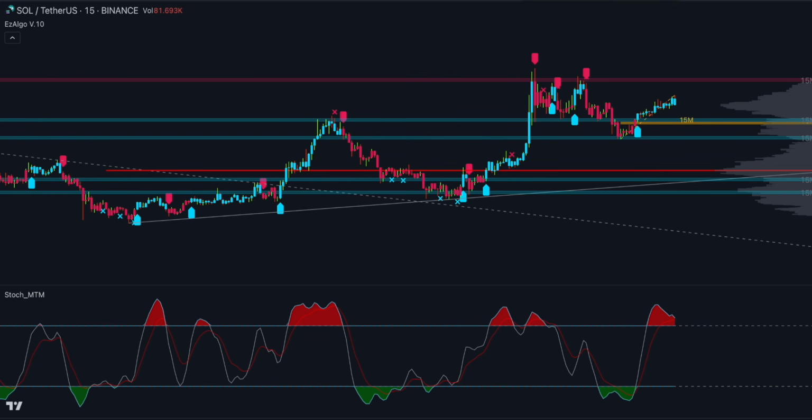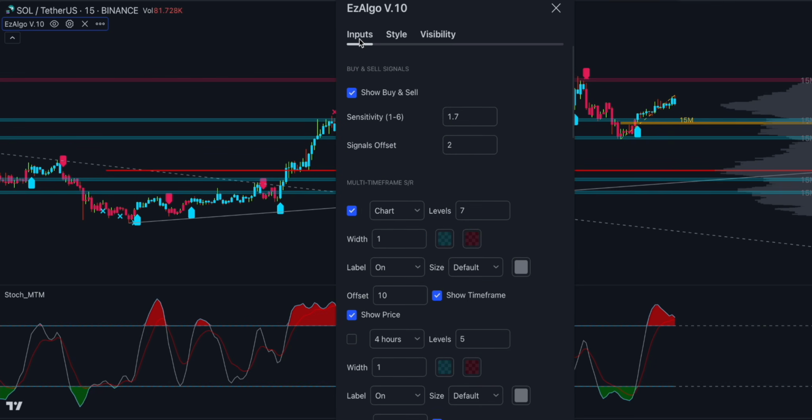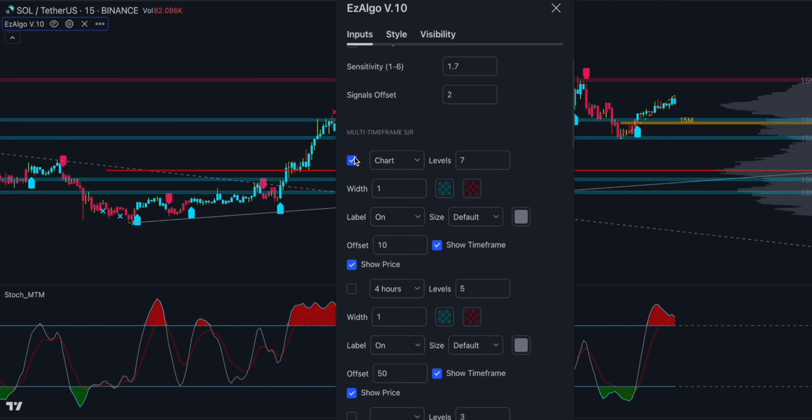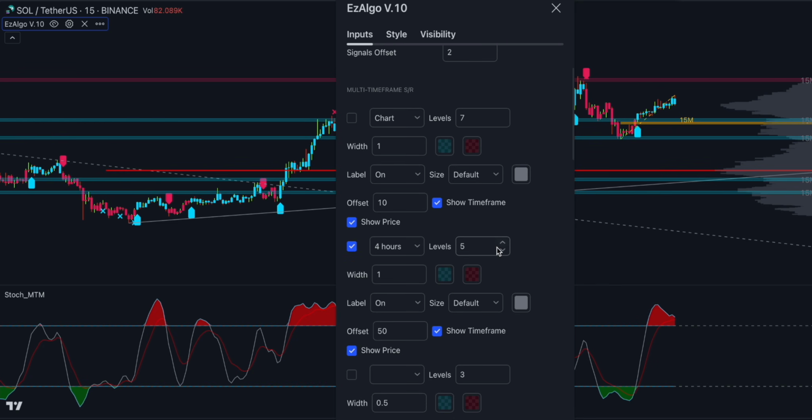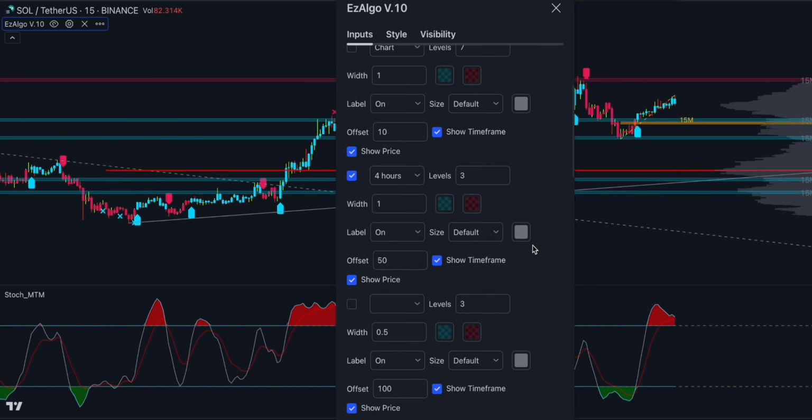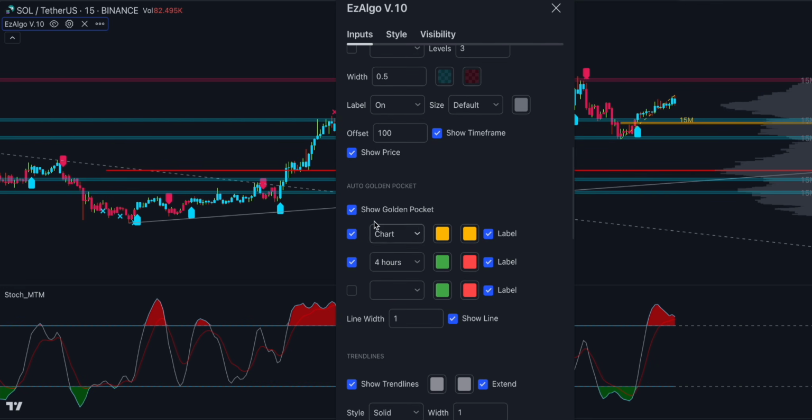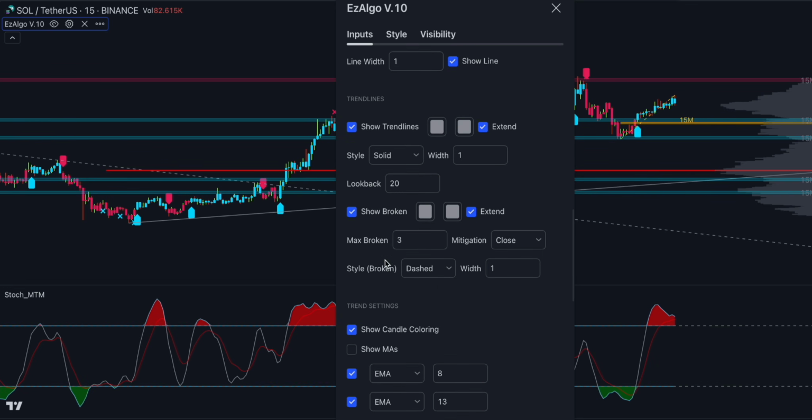For this setup, you'll need to hide buy and sell signals, enable 4-hour key levels with the quantity set to 3. Also, uncheck golden pockets, candle coloring, reversal signals, and volume profile. Enable the trend dashboard.